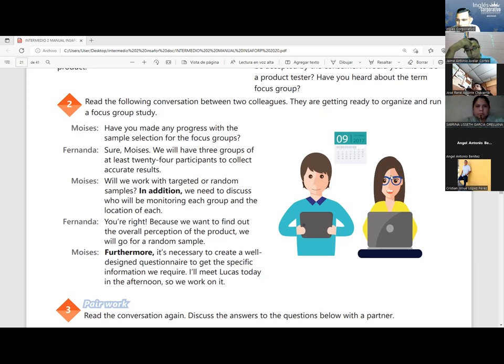Okay, I'm going to read it again. It says, have you made any progress with the sample selection for the focus groups? Sure, Moises. We will have three groups of at least 24 participants to collect accurate results. Will we work with target or random samples? In addition, we need to discuss who will be monitoring each group and the location for each. You're right, because we want to find out the overall perception for the product. We will go for a random sample. Furthermore, it's necessary to create a well-designed questionnaire to get the specific information we require. I'll meet Lucas today in the afternoon, so we work on it. One more time, or is it okay?